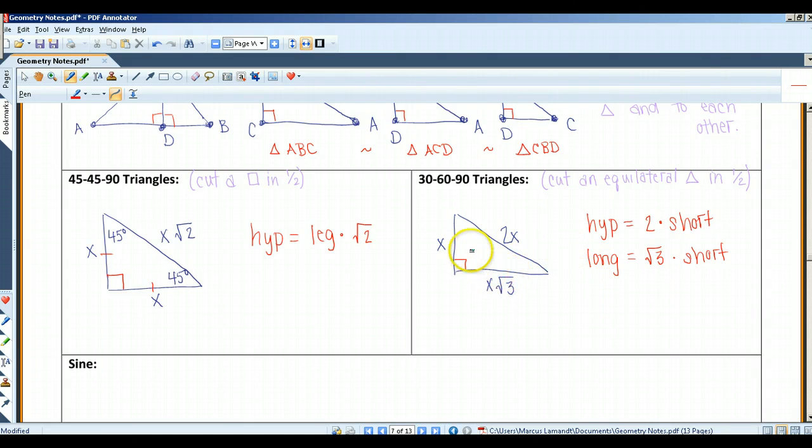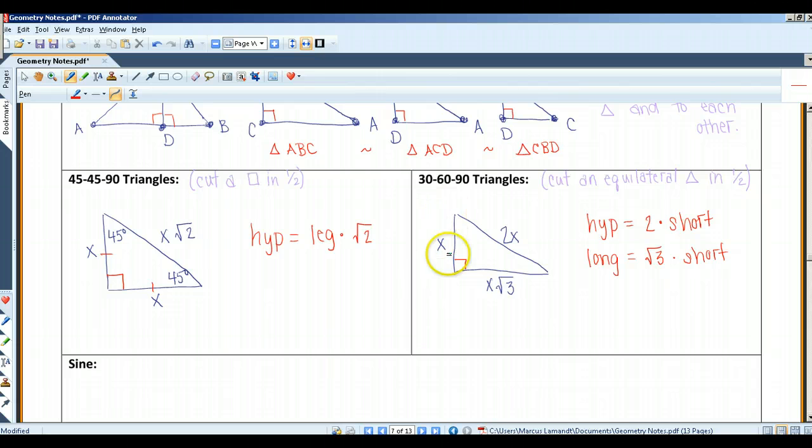One thing to notice, I had to distinguish between the shorter leg and the longer leg. In a 45-45-90 triangle, the legs are the same, but in a 30-60-90 triangle, you have a short leg, I called it short, and a long leg, okay? But still one hypotenuse.